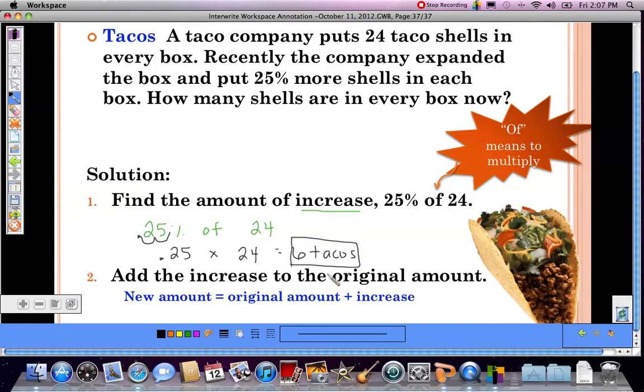Now, this is not our final answer. It says how many shells are in every box now. So to get this new amount, we're going to take the original amount, which was 24 tacos, and we're going to add it to the increase, which was 6, because 6 is 25% of 24. So we're going to add that to the original amount, and the new amount is now 30 tacos.